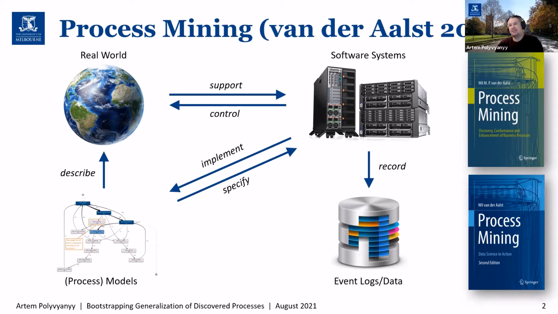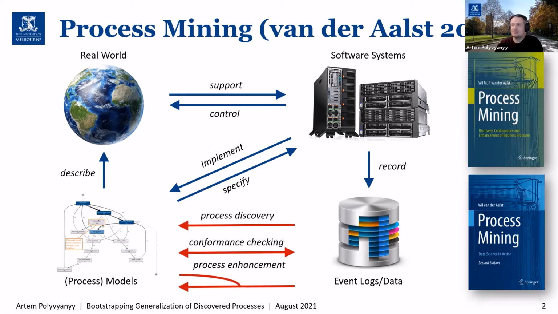If we look at this picture, it's kind of strange that this event log, this event data, is put aside, and this is exactly where process mining fits in. It says, let's use this data to improve the way processes happen in the real world. Process mining does that by means of three main problems, I would say: process discovery, conformance checking, and process enhancement. In process discovery, we take event logs, event data generated by software systems, and we try to automatically construct process models that represent that data well.